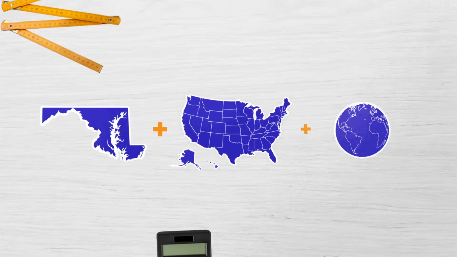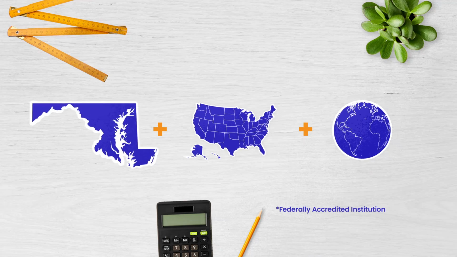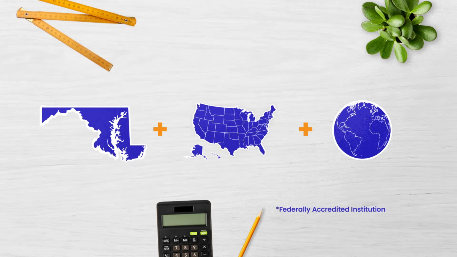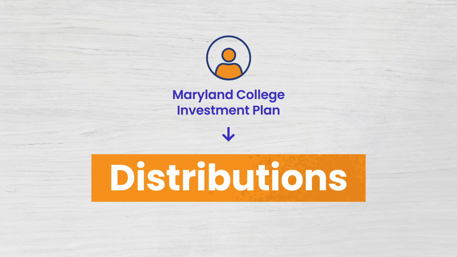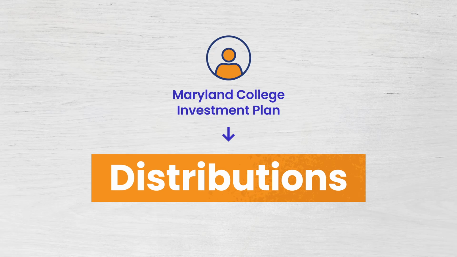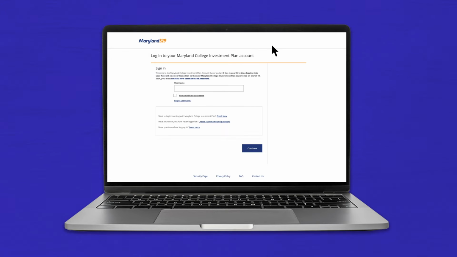distribution process. Whether your child has chosen to attend a university or a trade school, locally or out of state, or is using their funds for another qualified education expense, the time has come for you to take a distribution from your Maryland College Investment Plan account. Taking a distribution online is easy. You can log into your account from the Maryland 529 website.